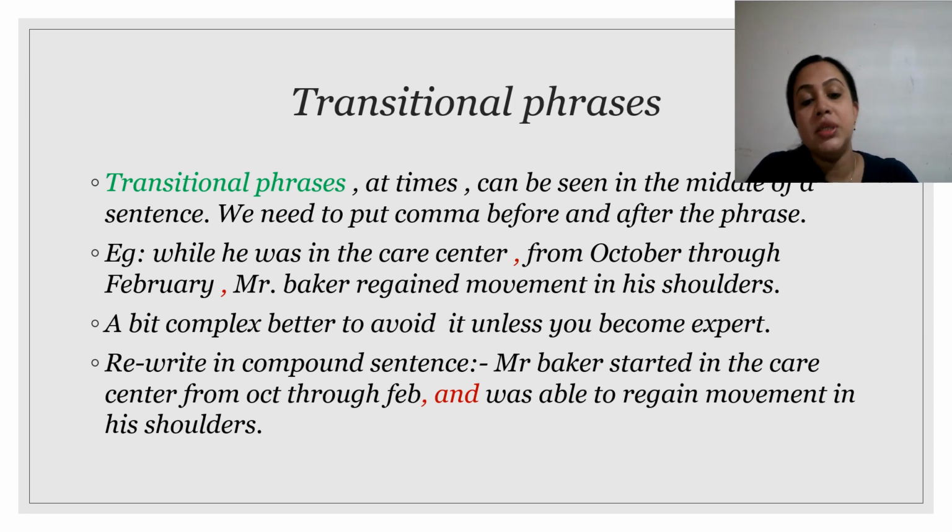Example: while he was in the care center, and now we are going to put a comma and say the transitional phrase, from October through February. That is the transitional phrase. Again we have put a comma there. Mr. Baker regained movement in his shoulder. You can see that it is a bit complex, isn't it?